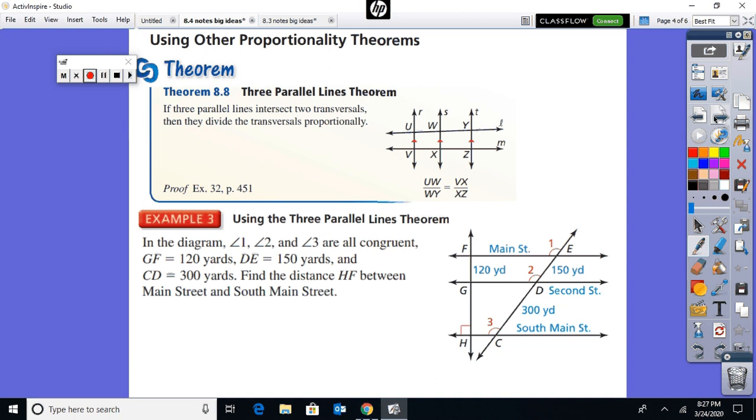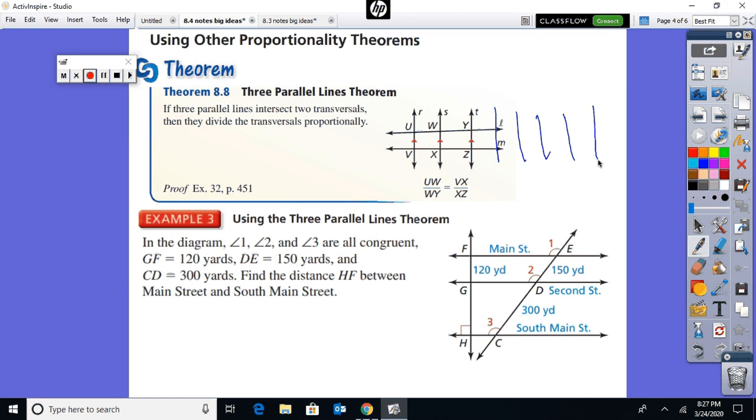All right, moving along. We have an extension to the last theorem using the proportionality theorems. If you have multiple parallel lines, so in this case we have 3 parallel lines, this would work the whole entire way across if they were all parallel. If 3 parallel lines intersect 2 transversals, then they divide the transversals proportionally.